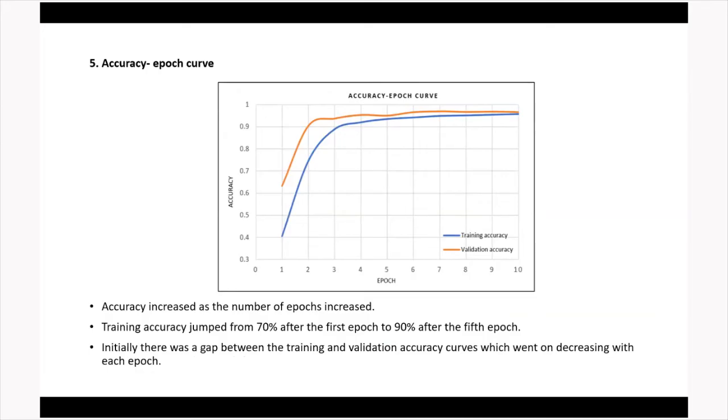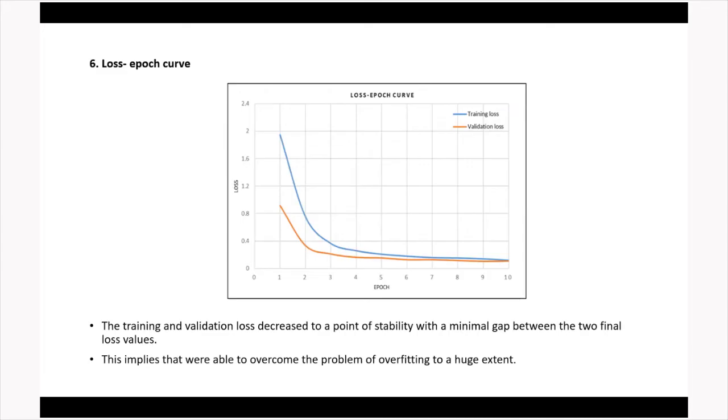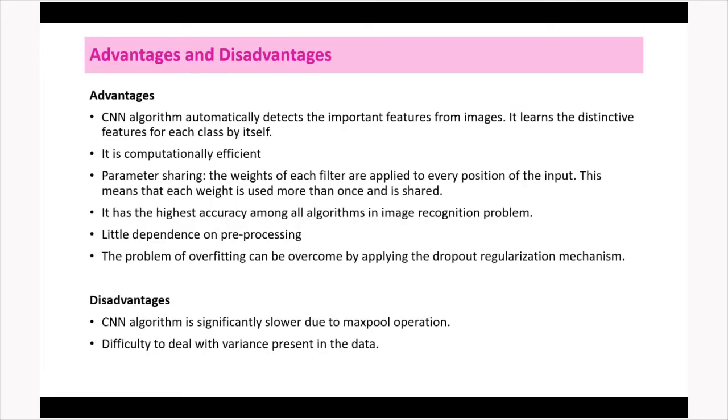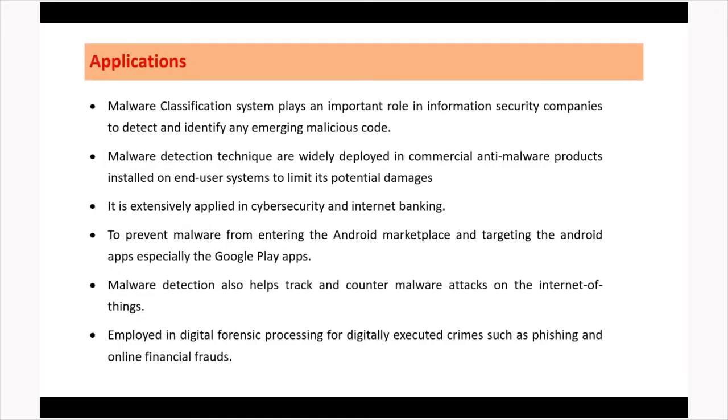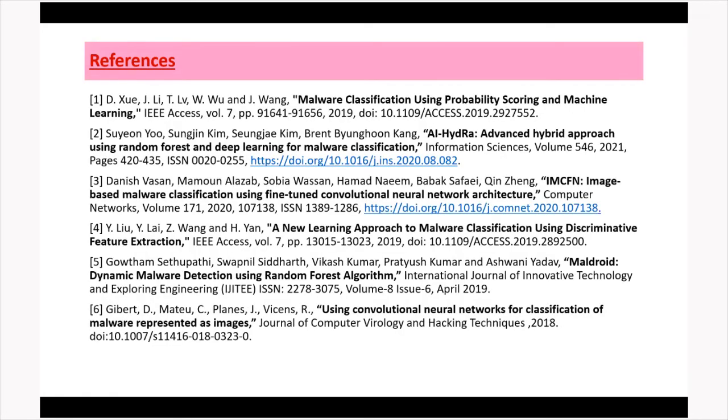So you can see the accuracy increased as the number of epochs increased. Training accuracy jumped from 70% after the first epoch to 90% after the fifth epoch. Initially, there was a gap between the training and validation accuracy curves, which went on decreasing with each epoch. The training and validation loss decreased to a point of stability with a minimum gap between the two final loss values. These are the advantages. Applications. These are the references.